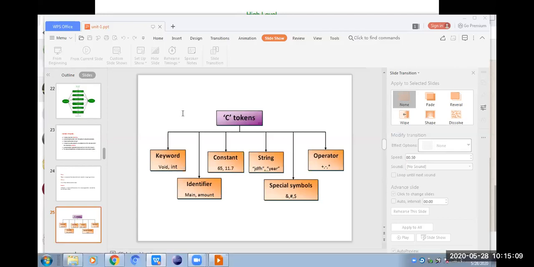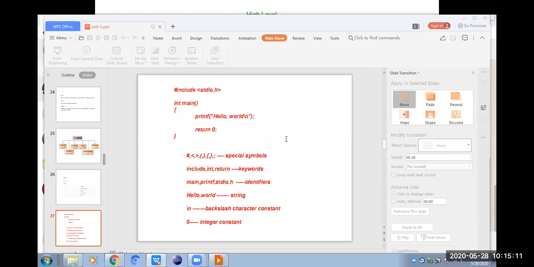For example, see this program. I have given you a sample program. Guys, is the program visible to you?